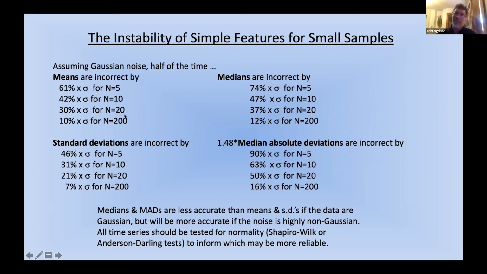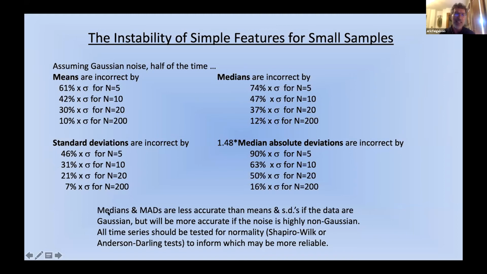So here's just a little bit of simulations. This is just Gaussian random noise. If you have, let's just say, 10 points here of Gaussian random noise, half of the time the means are inaccurate by half a sigma. So the means flop around by half a sigma for small n, and then of course it becomes Gaussian and it converges. The medians are sort of worse than that for Gaussian noise. The standard deviations are similarly bad, and the MADs are even worse.